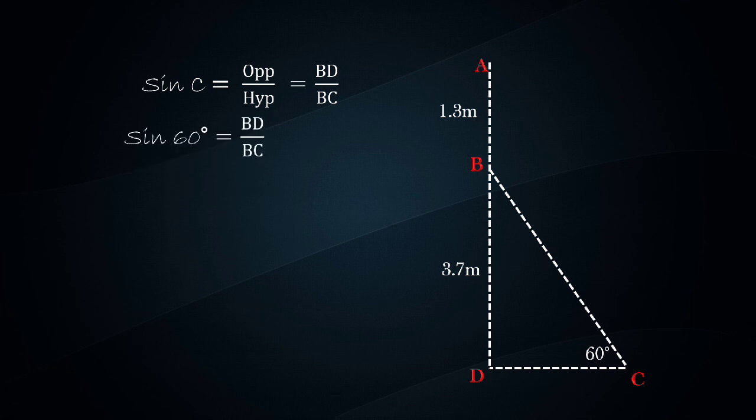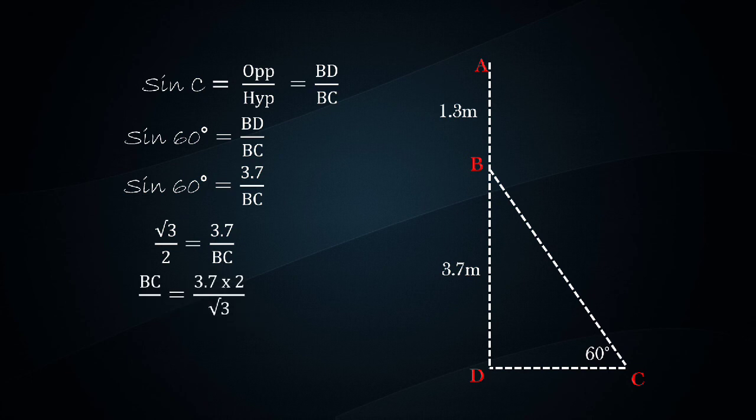Next, we are finding sine 60, right? Angle C is 60 degrees. If you remember the previous chapter that we have studied, sine 60 will be root 3 upon 2. BD is 3.7 and BC is unknown. So all I will do now is cross multiply, and what I will get is something like this. BC is equal to 3.7, the 2 which is in the denominator goes on the other side and gets multiplied, and root 3 which is in the numerator comes down and gets divided.